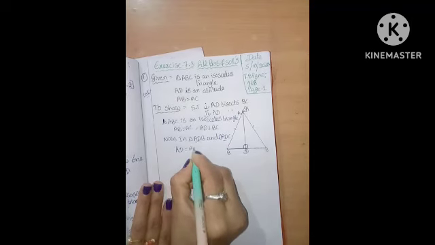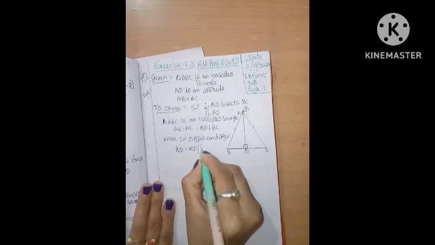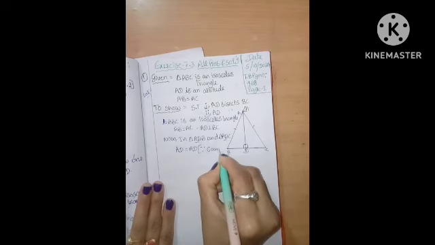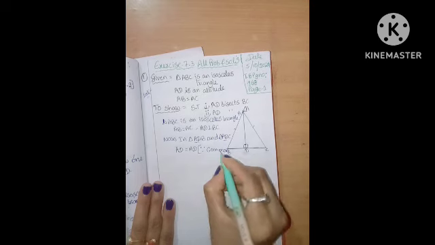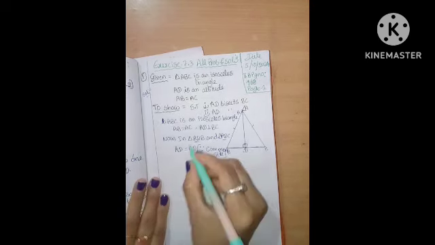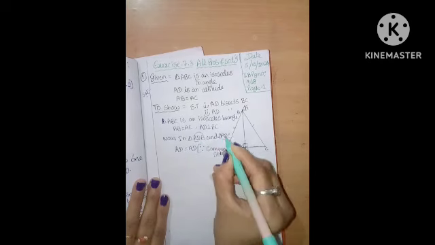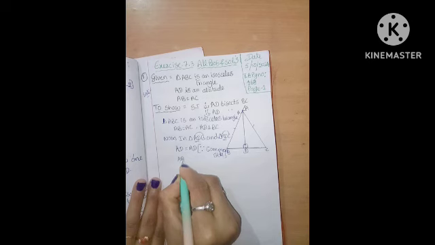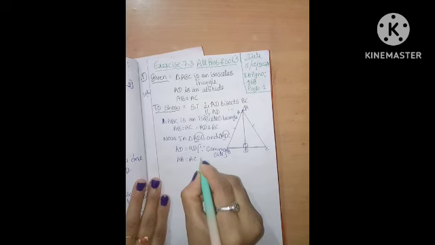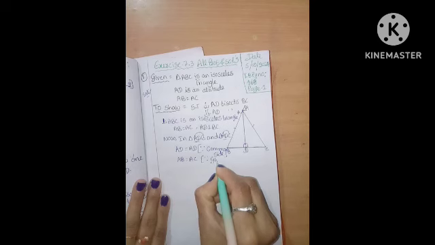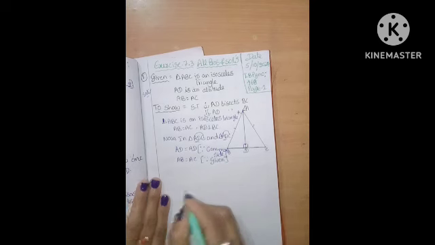AD is equal to AD. Why is it equal? Since it is the common side. These two triangles, what's the common side? AD is the common side. And next, AB equal to AC. These two sides, are they equal? Why are they equal? These two are given. An isosceles triangle is given, so that's why these two are equal.